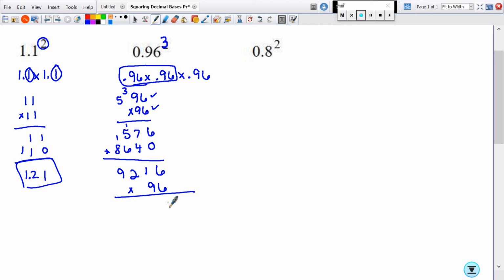So 6 times 6 is 36. 6 times 1 is 6 plus 3 is 9. 2 times 6 is 12. Write the 2, carry the 1. 9 times 6 is 54. Add the 1, 55. Placeholder.